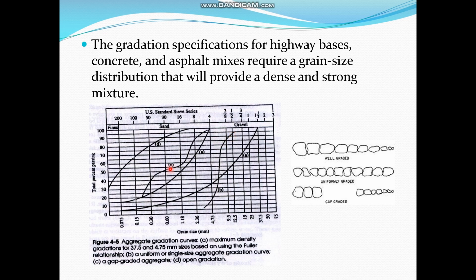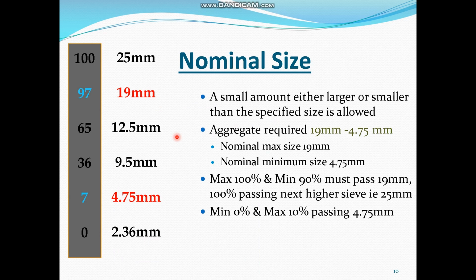uniformly graded sample. In gap graded sample, there is some size missing from in between. As you can see, sieve number 16 to 30 size is not present, and that is why it is mostly a straight line as shown on this curve. And finally, for open graded sample, we can see that coarse size sieves are not available, but fine sieves material is available.